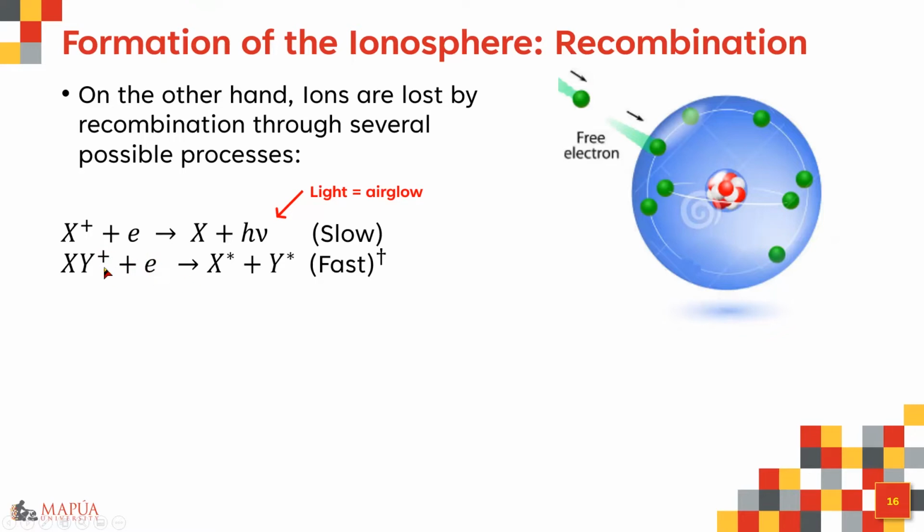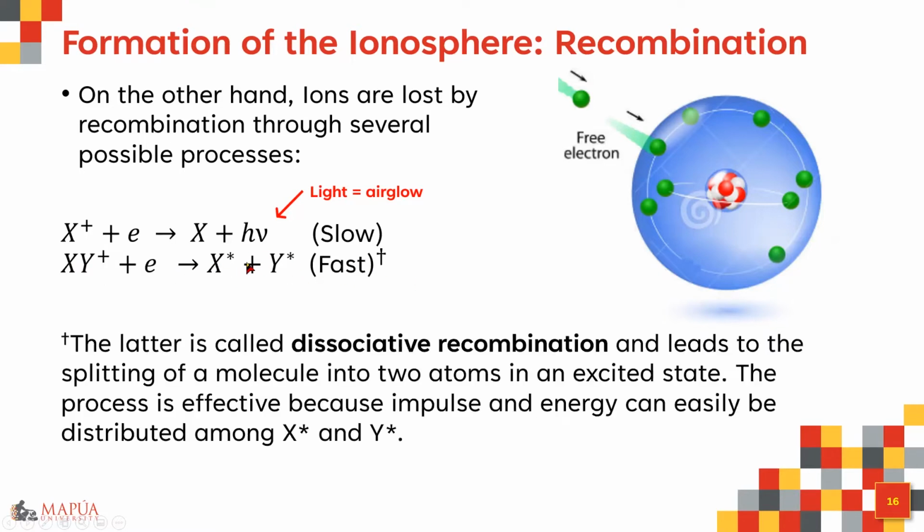recombines with an electron, what can happen is that the two constituents of the molecule can be separated. So we call this a fast process, a dissociative recombination. This leads to the splitting of the molecule into two atoms in an excited state. This process is effective because momentum and energy can be distributed among these two products. Therefore, this process will not release photons.